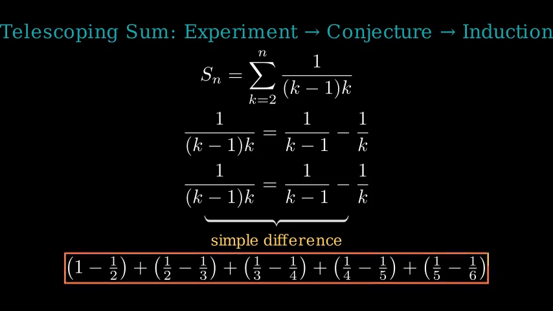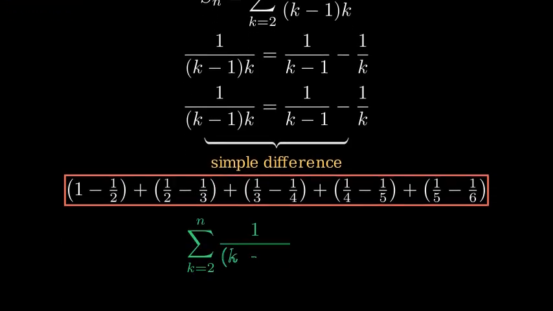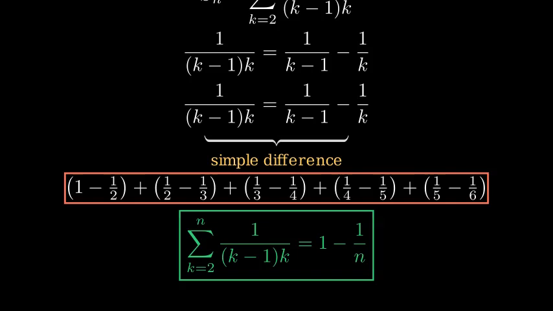Take n equals 6. When we expand, we get parentheses 1 minus 1 half, plus 1 half minus 1 third, plus 1 third minus 1 fourth, plus 1 fourth minus 1 fifth, plus 1 fifth minus 1 sixth. Watch how neighboring terms cancel tip to tail. Everything cancels except the first one, and the very last, negative 1 over n.